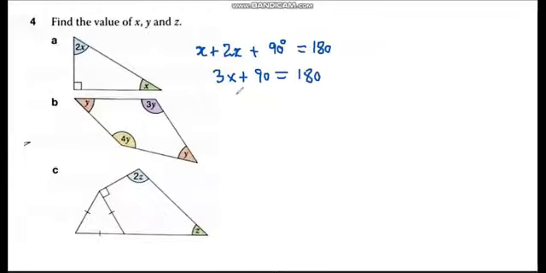Now, if we solve this equation, first we can subtract 90 from both sides. We'll get 3x equals 90 degrees. And then if we divide both sides by 3, we'll get 30 on the right side. So it means the size of x will be 30 degrees.